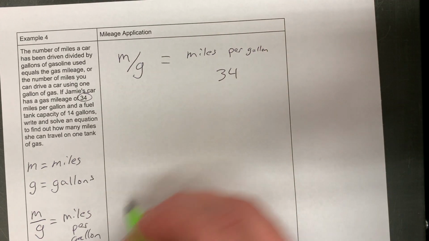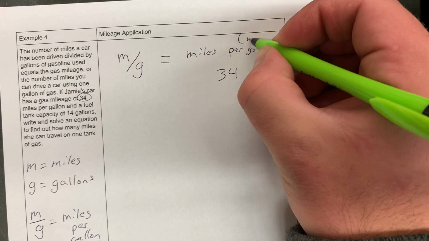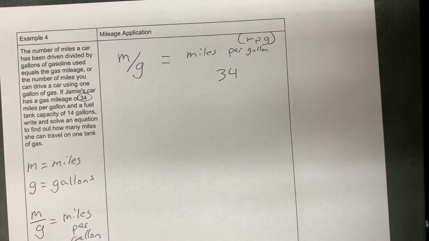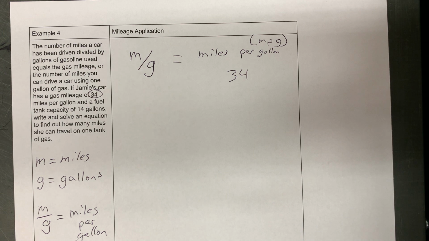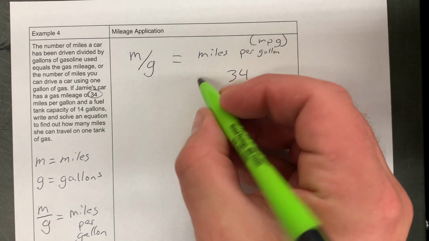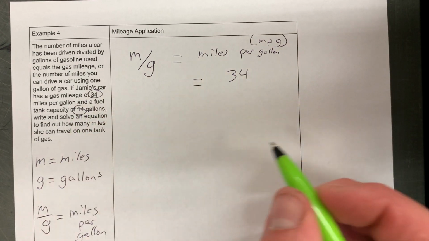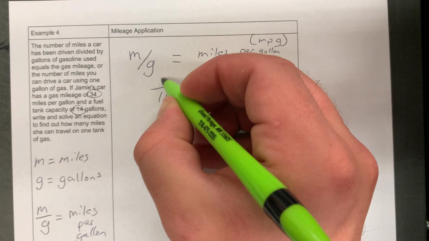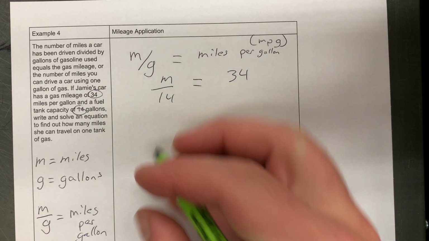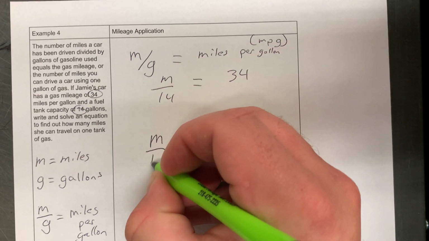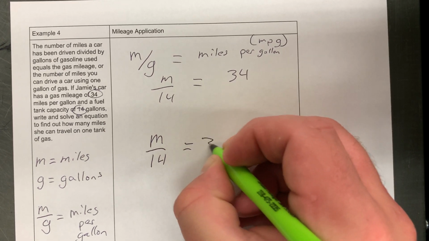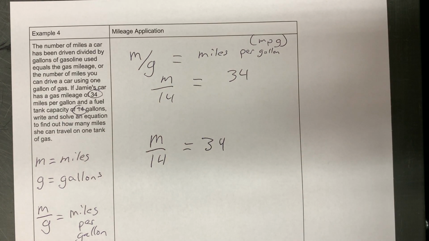We're going to have MPG be for miles per gallon. You'll see that in a lot of common places. If you're buying a car, you'll see it listed as MPG. So we know that that's going to be 34. We know that she also has a 14-gallon tank, so we're going to have to solve for M now. Again, we're going to rewrite this just to make sure it looks nice and neat. We need to find out how many miles she can go on a 14-gallon tank if she gets 34 miles to the gallon. So I have M divided by 14 equals 34.